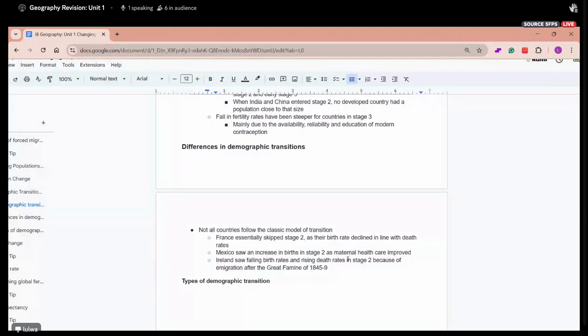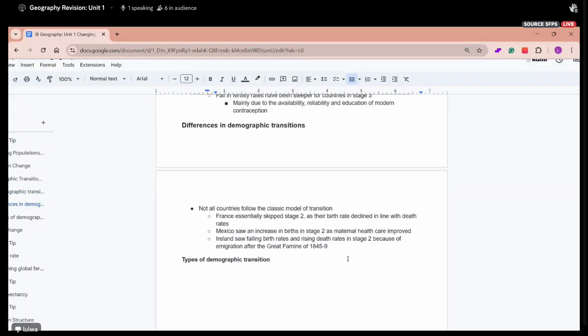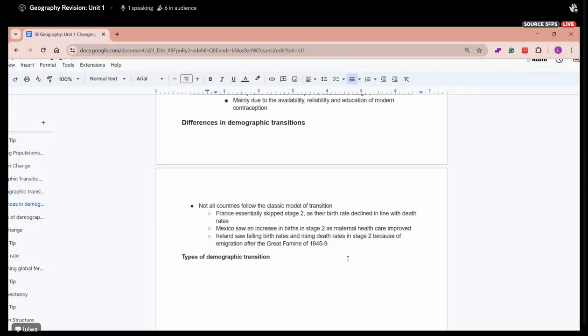For example, France skipped stage 2 because their birth rate declined really quickly in line with death rates. And Mexico saw an increase in birth rates, and Ireland saw falling birth rates. So basically, long story short, this model is essentially a good indicator of population growth trends. However, it's not always ideal because not all countries go through the same process of change.